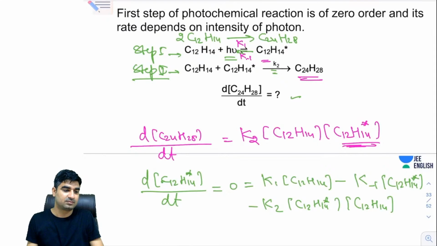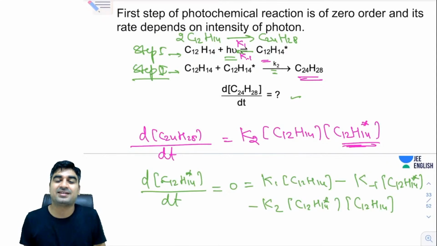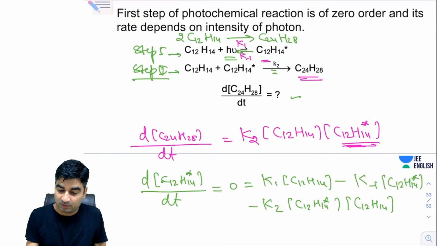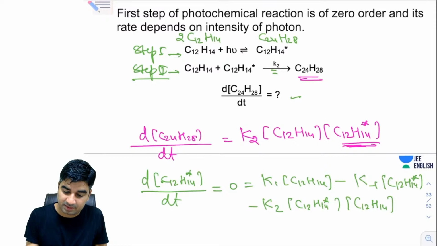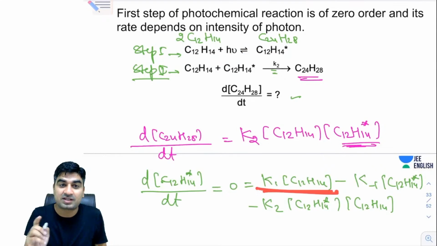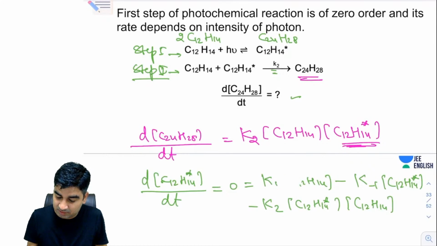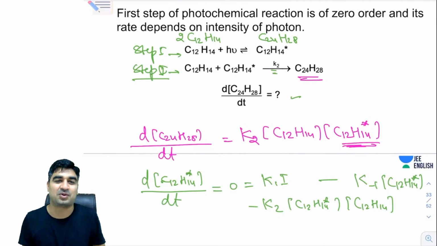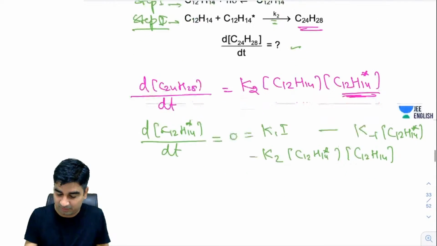Yes. When you people are writing this, it is again wrong. There is an error. This forward step is the first step of a photochemical reaction. It will be zero order. So for the forward step, when I take K1 into this, it is wrong. I have to just write here K1 into the intensity of photons. Now you will be able to solve it.